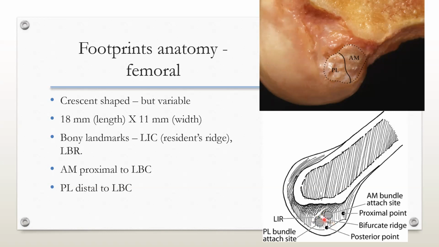The bifurcate ridge is the important landmark for locating the center of the anteromedial bundle and the posterolateral bundle in the femoral footprint. So naturally the anteromedial bundle is proximal to the lateral bifurcate ridge, and the posterolateral bundle is distal to the lateral bifurcate ridge.